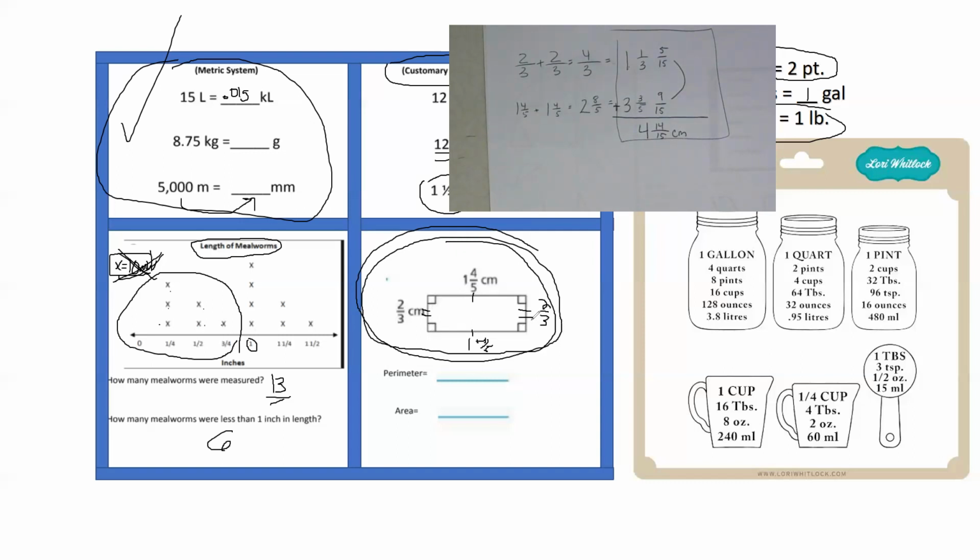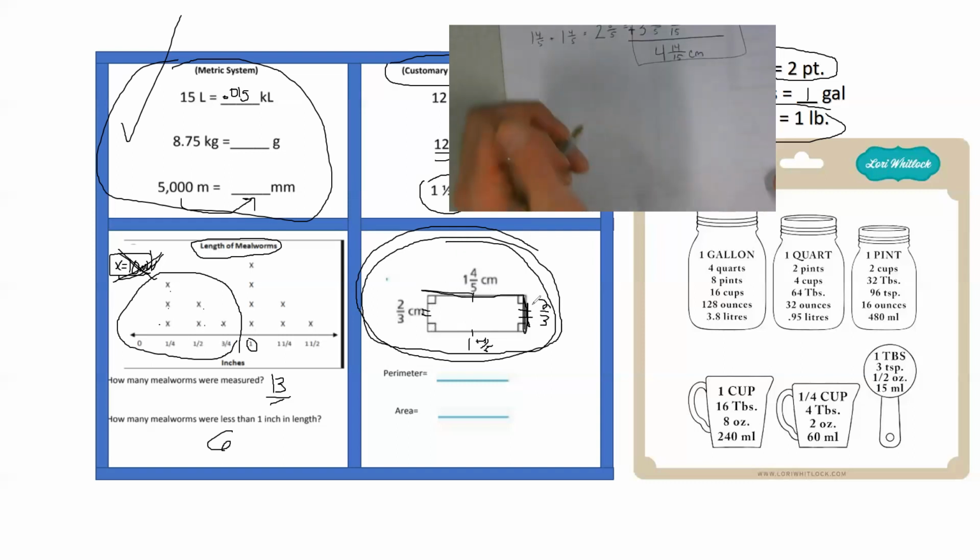Now, what two numbers am I multiplying for area? I'm taking this and multiplying it by this. So 1 4/5 multiplied by 2/3.